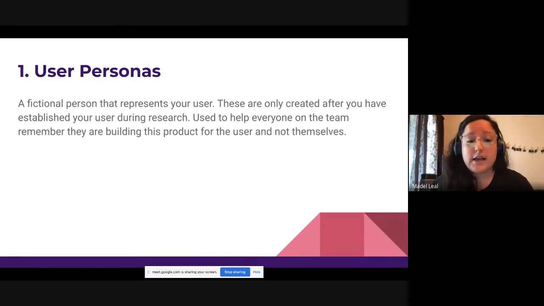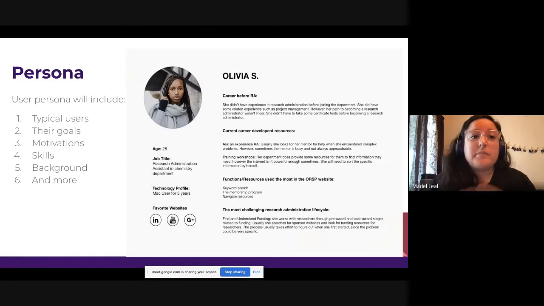Of course, these are more effective when they're developed after research has been done. So after you've done surveys or interviews and compiled all the notes and synthesized the findings, you put it all into a persona. Typically a user persona will include the following: typical users, their goals, motivations, skills, background, and many more, depending on how in-depth you want to go with your persona.